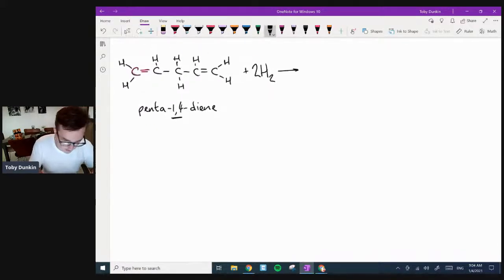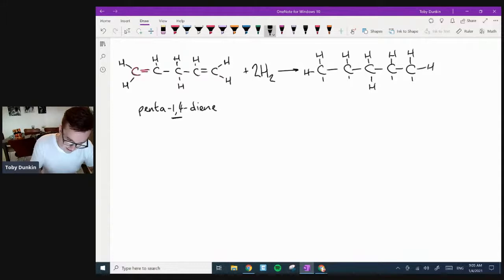And what we're going to form is pentane. All the double bonds are going to get broken, and we're going to form pentane. Again, I will color code this to show you where the hydrogens have gone. So these are the originals. These ones in black are the originals.